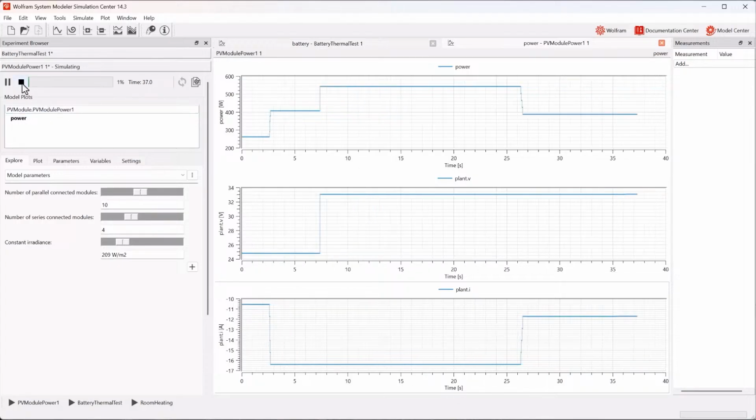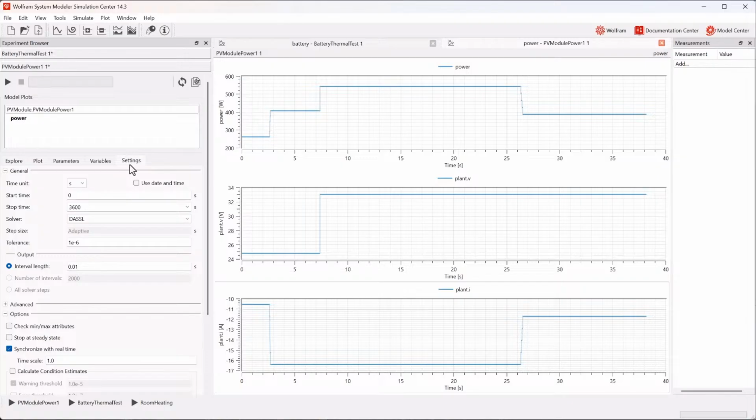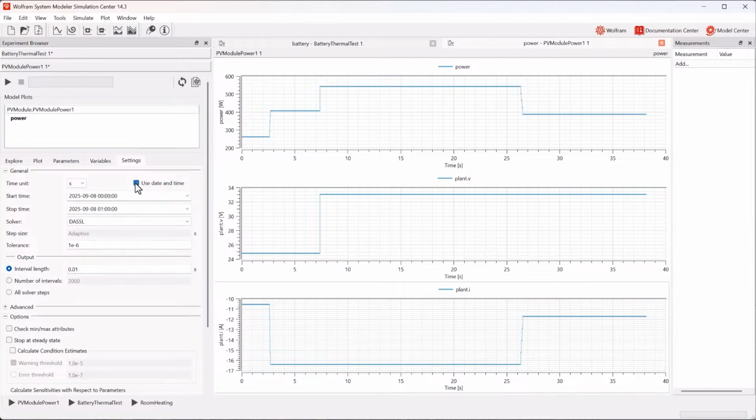There is another new feature in 14.3 that makes results much more intuitive. That is calendar time in simulation. In earlier versions, results were always shown in generic simulation time, that is seconds, minutes, or related time units. That makes it hard to connect to real-world performance. With version 14.3, you can now enable the use date and time option in settings, and this lets you anchor your simulation to a specific calendar date.